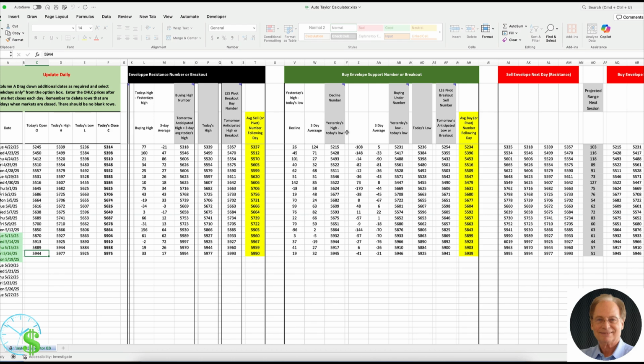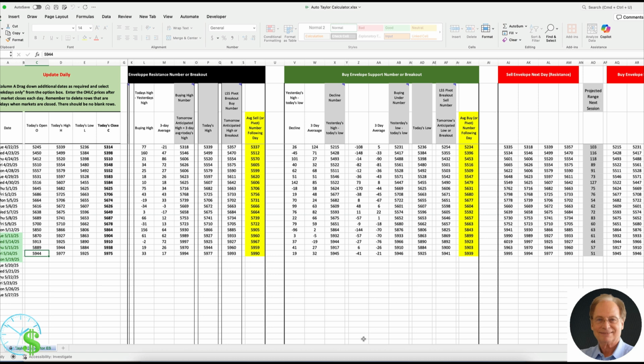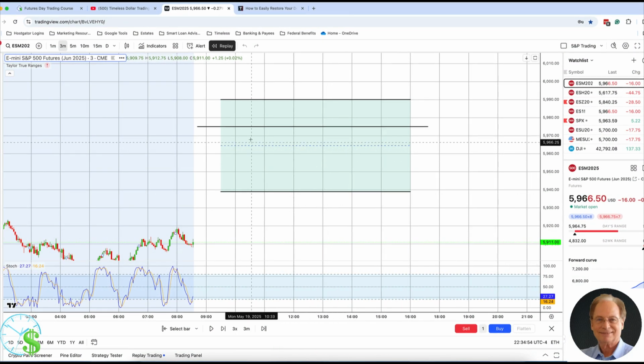Monday, May 19th. From my Taylor calculator, I put in the numbers on my chart. Resistance at 59.90, support at 59.39. So the range was 51 points for the day. I took those numbers and created a rectangle on my chart.